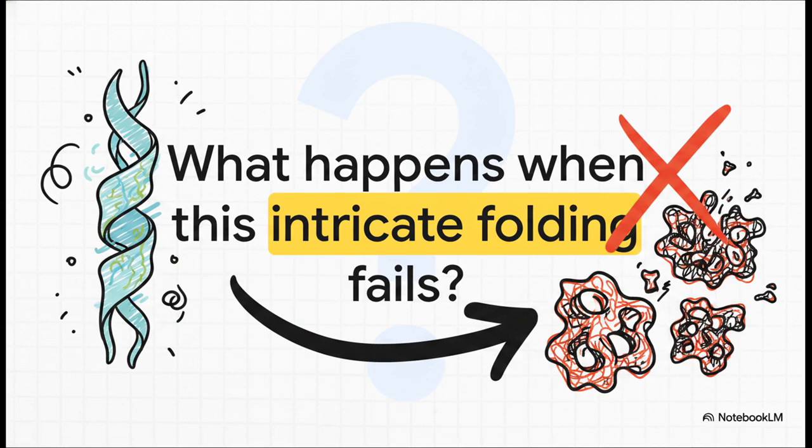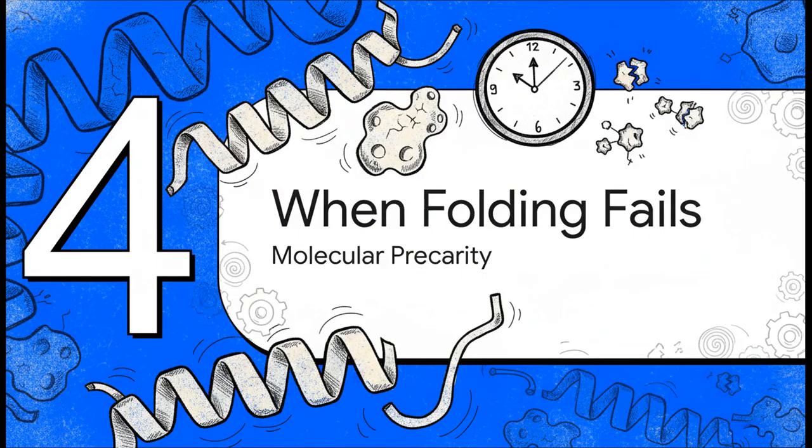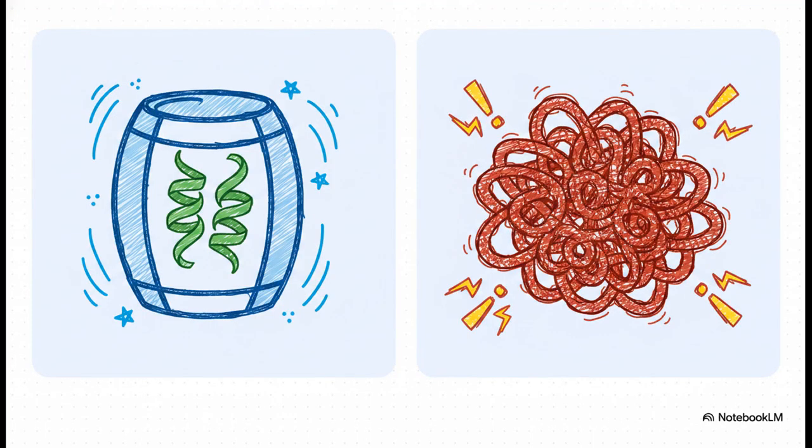We've spent some time on the absolute brilliance of healthy physiology, but now we really have to ask the critical question that shifts us directly into clinical pathology. What happens when this entire intricate folding process just fails? Let's look at section 4, when protein folding fails, the precarity of molecular architecture. Inside every single cell, there is a high-stakes battle going on. Molecular chaperones are basically acting as cellular guardians. They bind to forming polypeptides, assist in correct folding, and actively prevent premature aggregation.